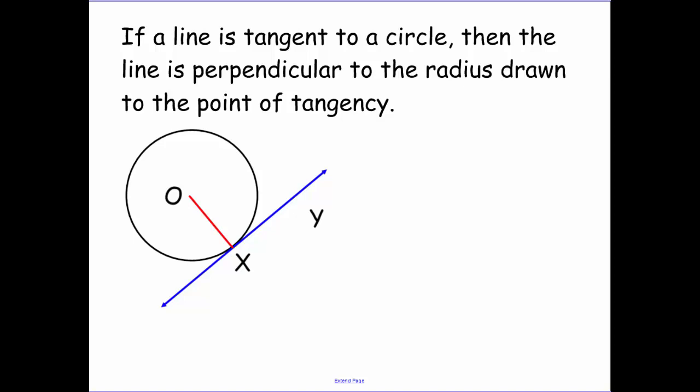If a line is tangent to a circle, then the line is perpendicular to the radius drawn to the point of tangency. Meaning if I have a circle here and O is our center, and I draw a line from the radius essentially to our tangent, we're perpendicular.